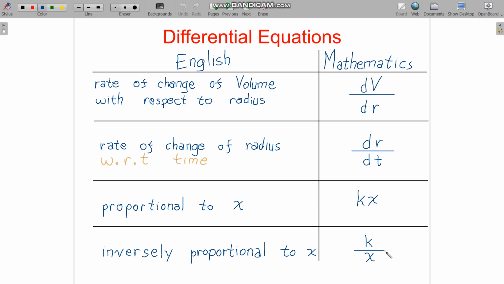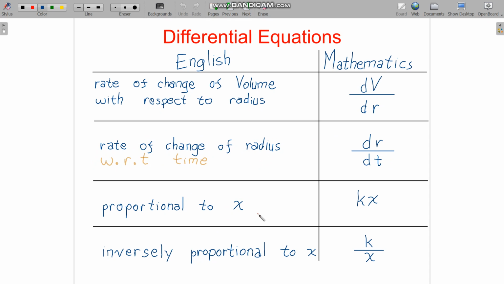The hardest part probably in differential equations is to convert the English into mathematics. So for example, if you see the phrase rate of change of something, that's d something with respect to the denominator, what it is, dV/dr in this example. If you see only rate of change of radius without with respect to something, that means automatically it's with respect to time. So rate of change of radius means dr/dt.